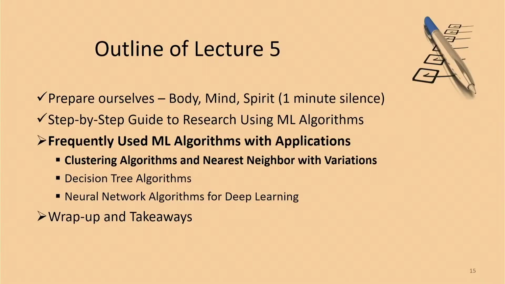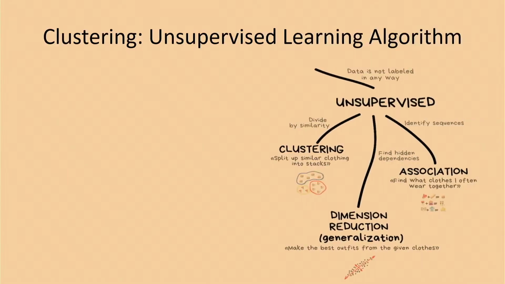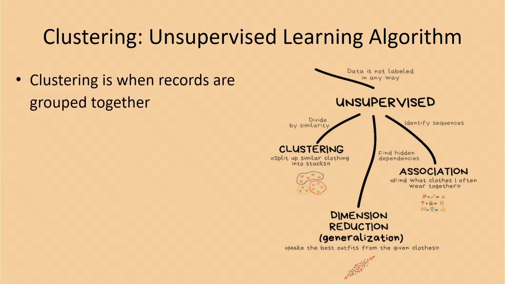Okay, so let's talk now about clustering and nearest neighbor and their variations. So clustering is, of course, an unsupervised learning algorithm where we group records together. Yesterday we talked about it: we had a whole data set, and then you folks generated ideas. Oh, it can be size, shape, color. Remember that? Okay, so that's what we are talking about.